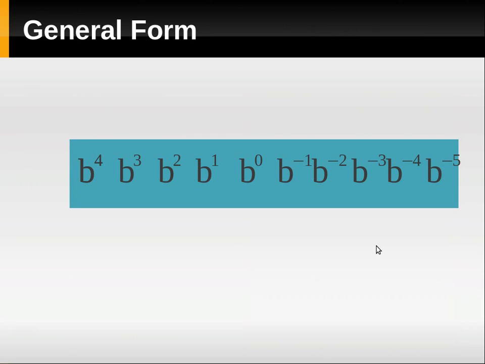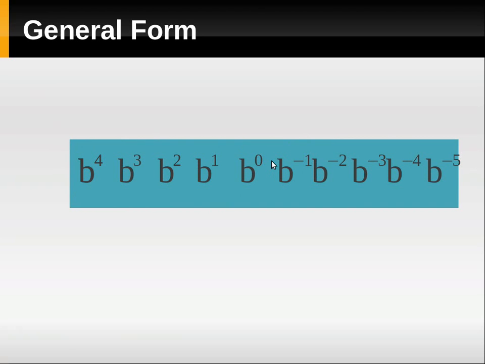Now this is the general form which we generally use for representing any number system. Here you can see B power 0, B power 1, 2, 3, 4 and so on, and then B power minus 1, minus 2, minus 3, minus 4 and minus 5 and so on. So this part, from B power 0 to B power 4, would be used for representing the integer part, and B power minus 1 to B power minus 5 would be used for representing the fractional part.